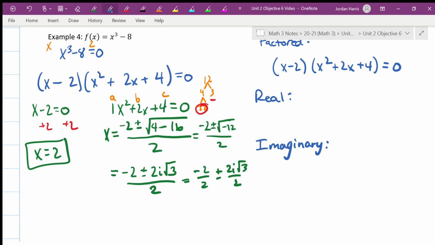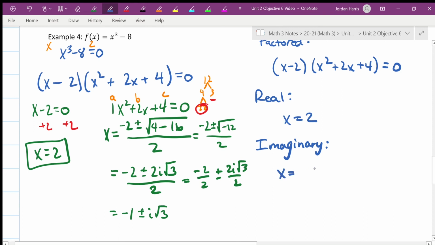Remember, we can multiply and divide. It's adding and subtracting that needs like terms. So we can write these out. So we have negative 1 plus or minus i root 3. So my real solution, x equals 2. My imaginary solution, x equals negative 1 plus i root 3, and negative 1 minus i root 3. I have 1 real solution, 2 imaginary solutions from that.